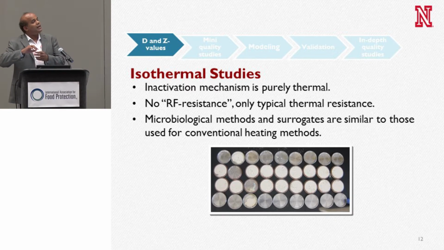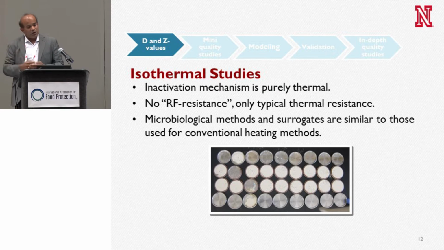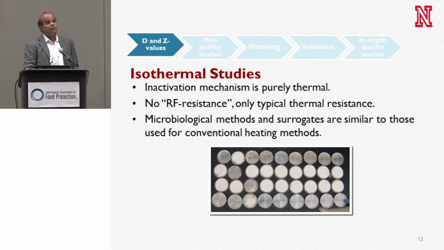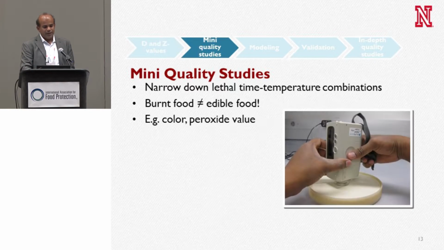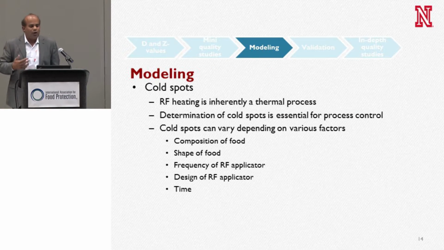Or you can put it in an aluminum sachet, place it between dry blocks, and heat both sides at the same temperature, and then determine the D values at multiple isothermal conditions, and from those determine the Z values. Then you look at the quick quality analysis. Then you go to the modeling.